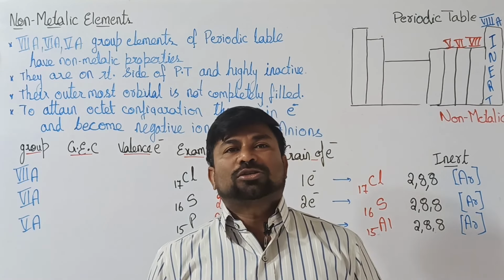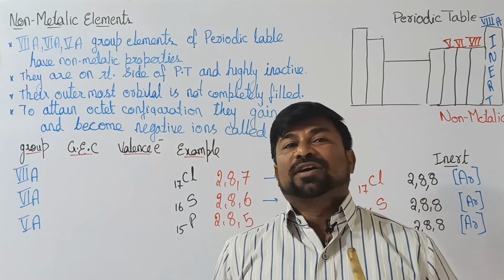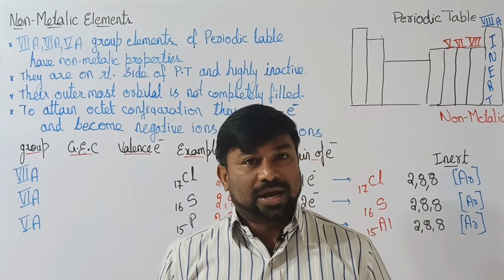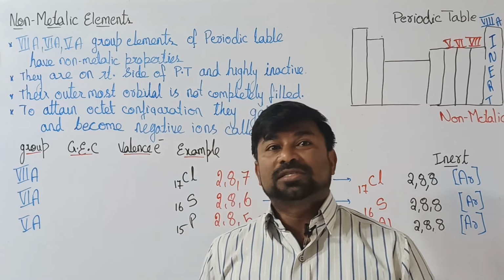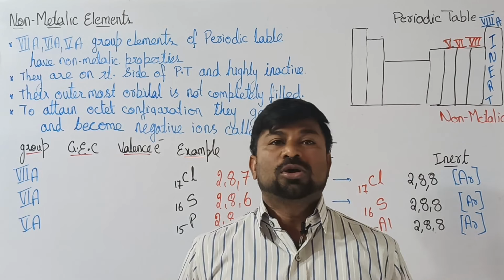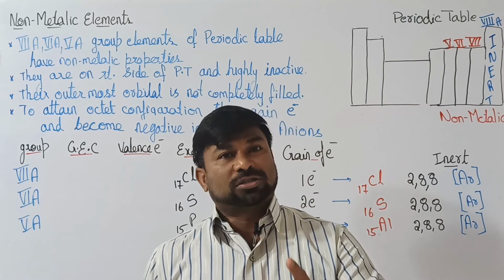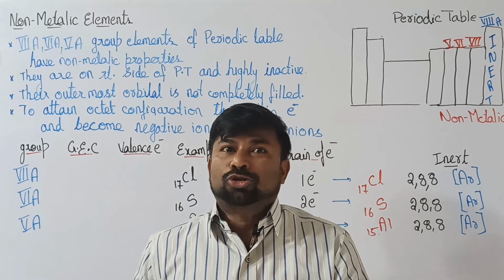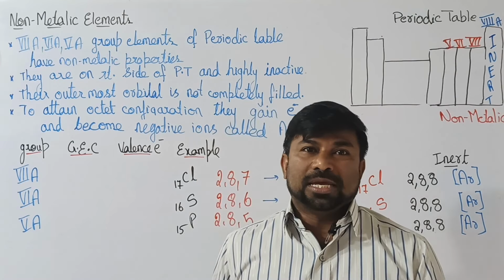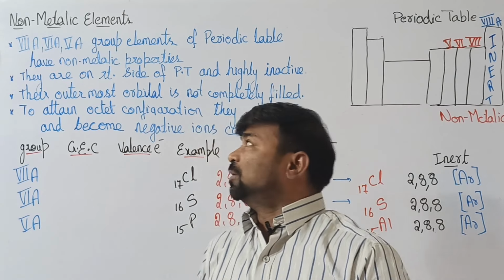So the outermost electronic configuration, or the outermost orbital, is not completely filled for these non-metallic elements, right? They are not completely filled. That means they do not have an octet configuration. If they had an octet configuration, obviously they would be stable. So as these elements do not have an octet configuration, they try to get to stability by gaining electrons. Let me tell you how it goes.